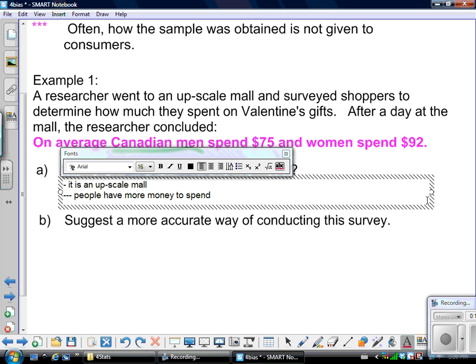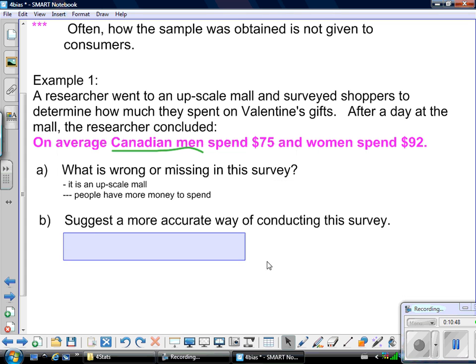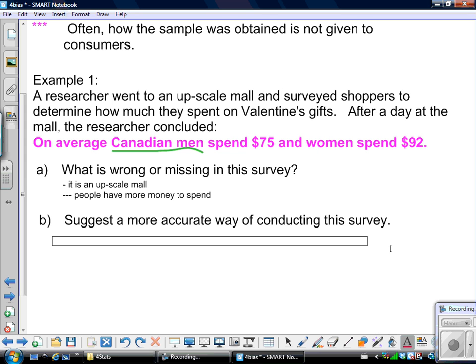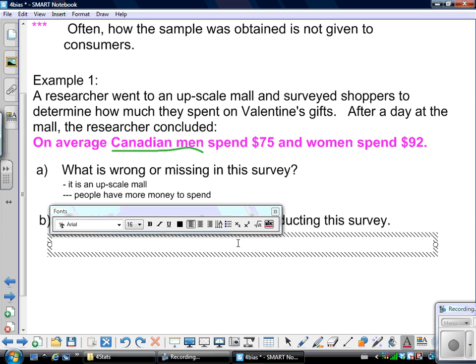Okay, suggest a more accurate way of conducting the survey. Well, they maybe need to look at a few different locations, right? Just doing it in one mall is not necessarily a good thing. Collect data from more than one location.